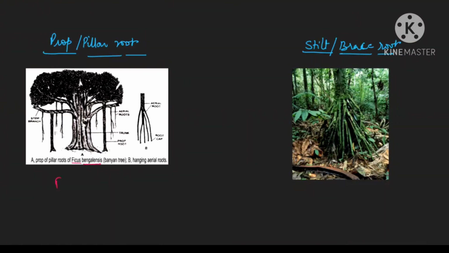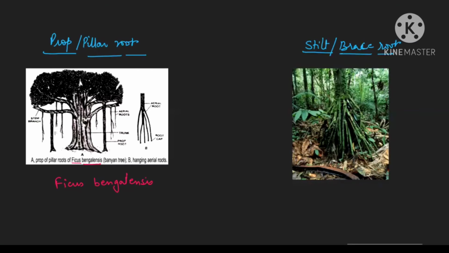Okay, let me write it separately for you. Ficus bengalensis, that is known as banyan tree, and they are just hanging roots this way, and they are providing the support. But if you see in this diagram, check carefully, they are coming from the lower node only.